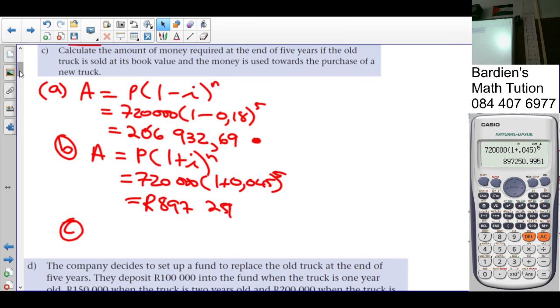If you're going to buy now a fleet of new trucks or vans or cars or whatever, what happens is for this book value, once you sell that vehicle or equipment or whatever, they use that money towards the new vehicle or equipment in that case. Does it make sense? Why? So that the new vehicle will be 266,932 rand less in terms of what we need to pay for the truck. Does it make sense? Okay.